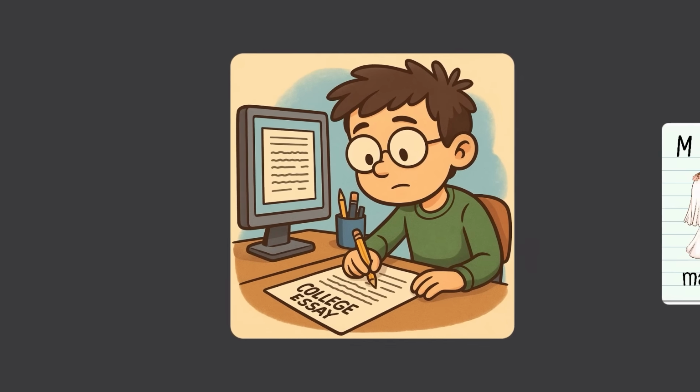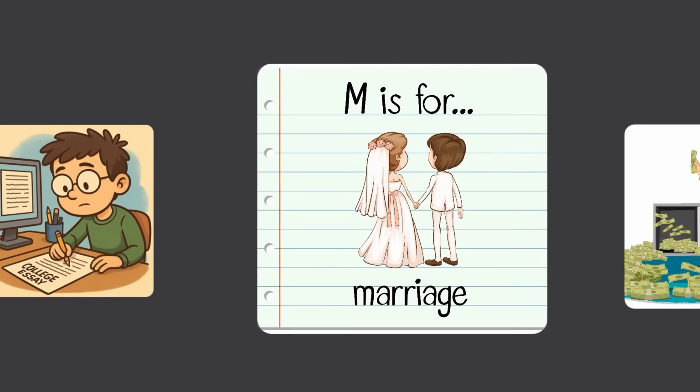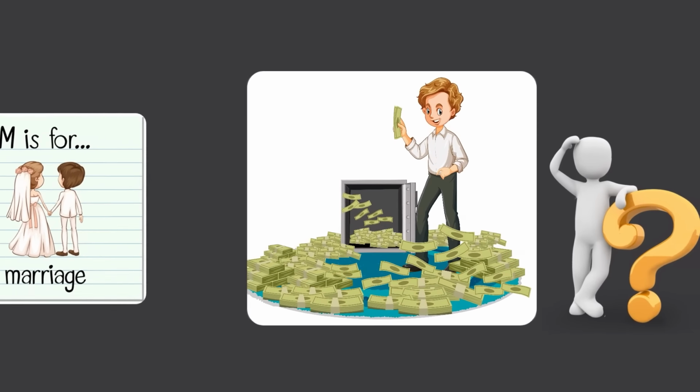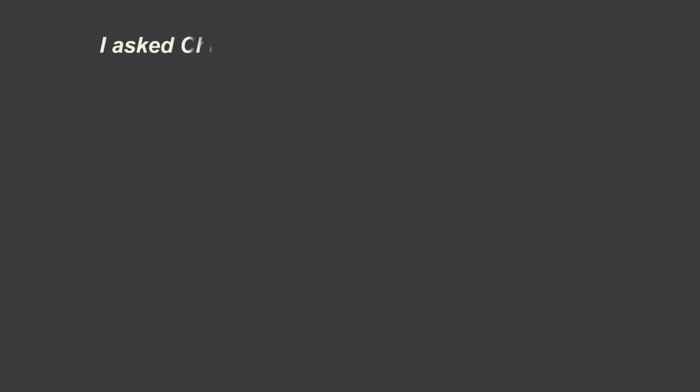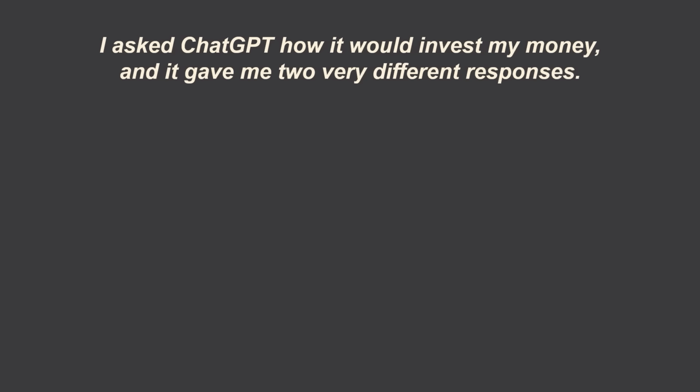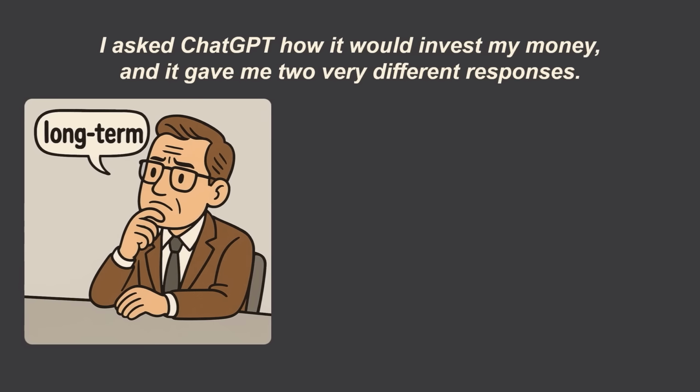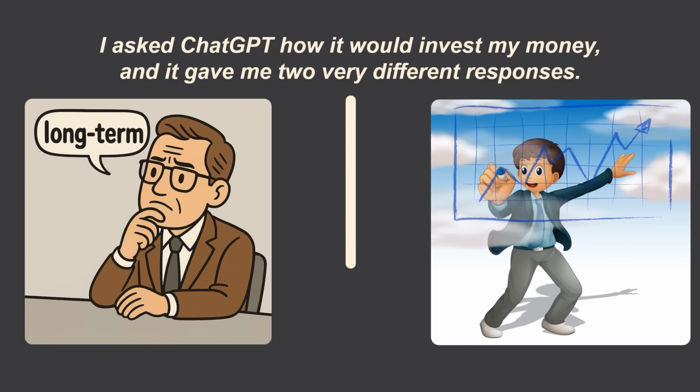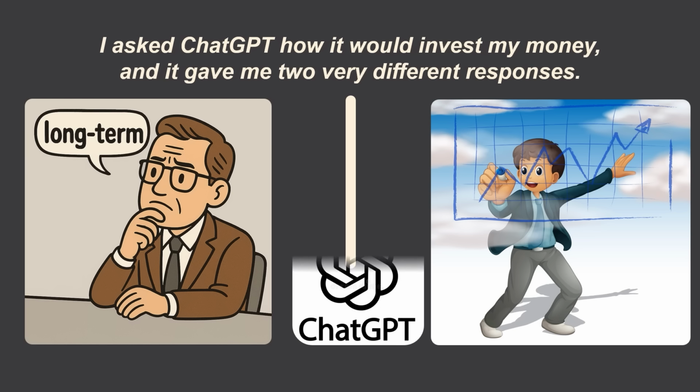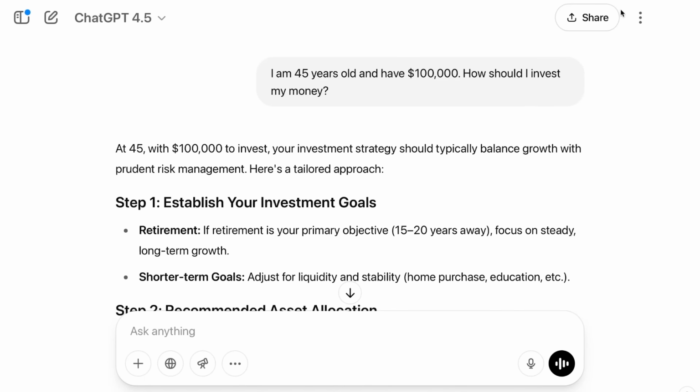If people trust AI to help write their college essays and their wedding vows, then why not how to build an investment portfolio? I asked ChatGPT how it would invest my money, and it gave me two very different responses. One's conservative, and the other's high risk. In this video, I'll walk you through both and show how to use AI-generated output as a starting point for investing. Let's kick it off with a simple prompt.